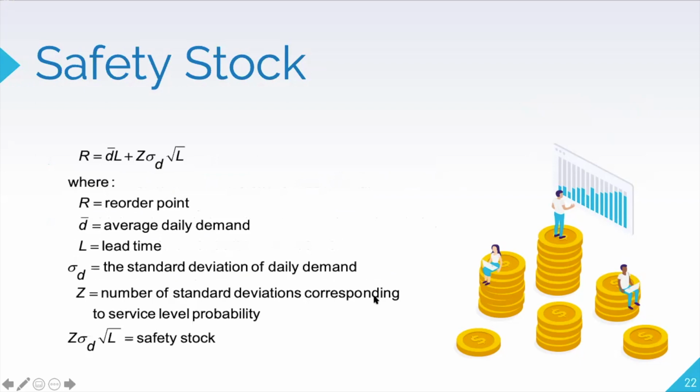So this is the formula when we introduce stock out. So kanina, diba, R is the reorder point, D is the average daily demand, and then L is the lead time. Standard deviation is the parang ganito, beta, standard deviation of daily demand. Z is the number of standard deviations corresponding to service level probability. So, nandyan yan sa Z table. And then, yung Z times the standard deviation times square root of lead time, that would be the safety stock. So, the safety stock plus yung general reorder point, yun yung total reorder point.